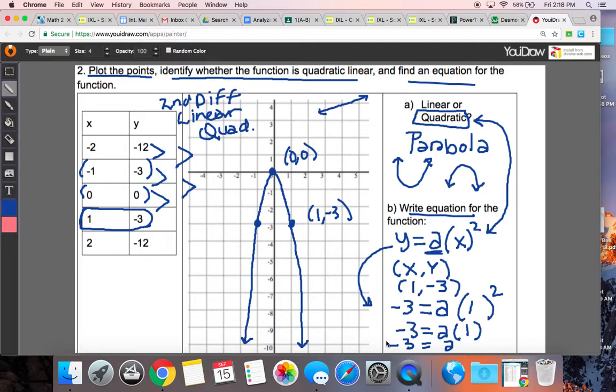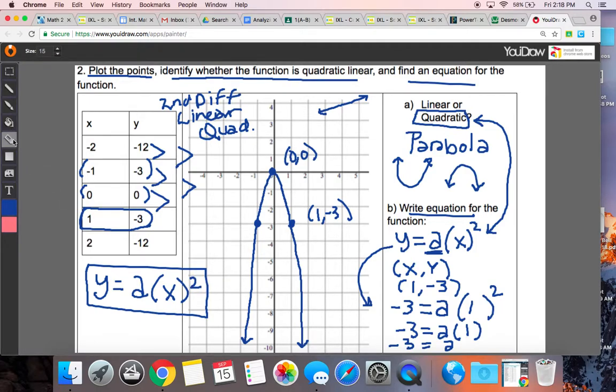Now all I have to do is write my equation of the function right here. So I know that it's in the form y equals ax squared. So y equals ax squared. But I just figured out that my a is negative 3. So instead of writing a, I'm going to write the value of a, which I found is negative 3, and this is my final answer.